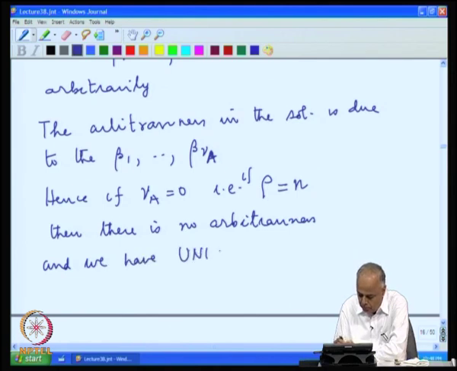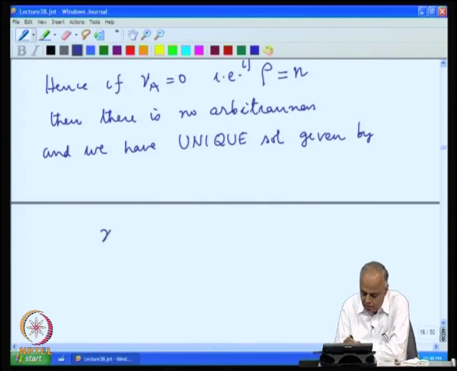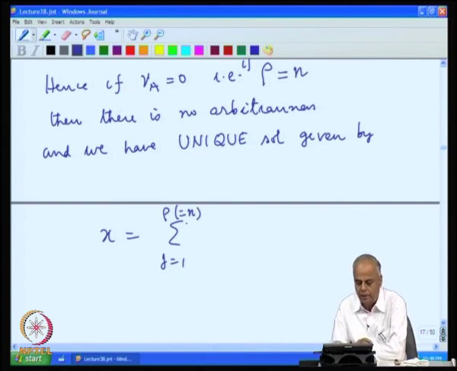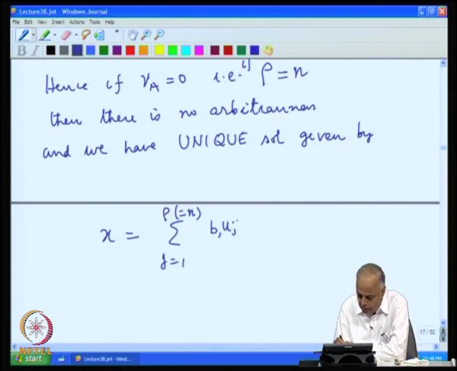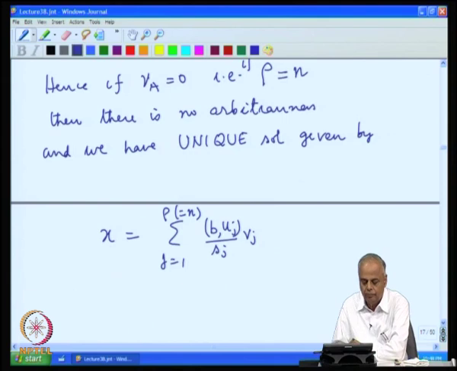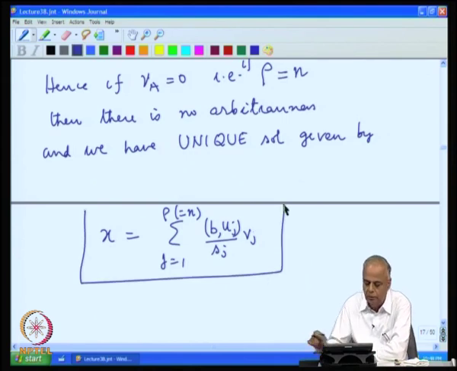unique solution given by x is equal to summation j equal to 1 to rho, where now rho is equal to n. We are taking the case rho equal to n, b u j by s j into v j. This is the unique solution in this case.